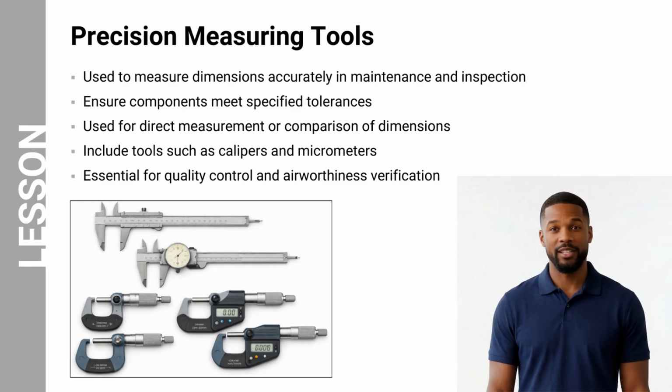They are used to obtain direct measurements or compare dimensions against known standards. The tools introduced in this lesson, including calipers and micrometers, support quality control and ensure airworthiness. The visual shows typical examples used in maintenance environments, highlighting the variety of configurations available for different measurement needs.